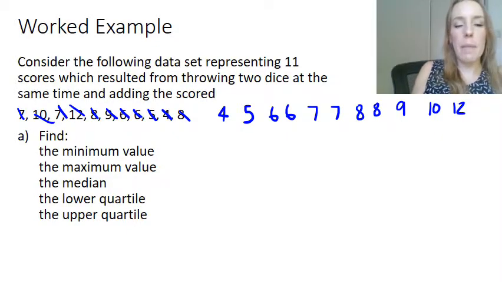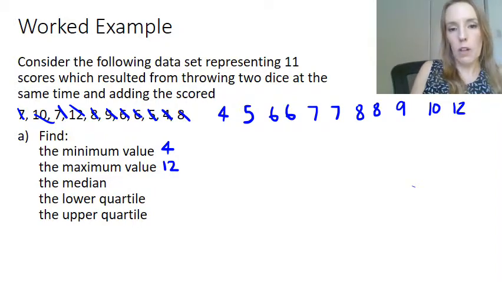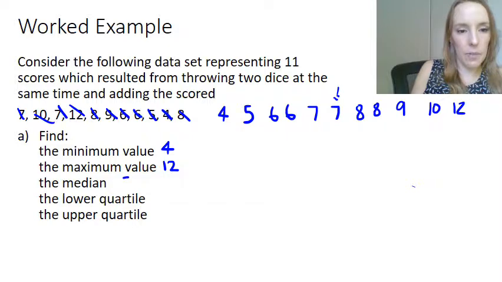Okay, so we're going to find the minimum value, which was 4, the maximum value, which was 12, and the median, which is the middle. So 1, 2, 3, 4, 5, 6, 7, 8, 9, 10, 11 values were rolled. So the 6th one will be our median in the middle. 1, 2, 3, 4, 5, 6, which is 7. So the median is 7.